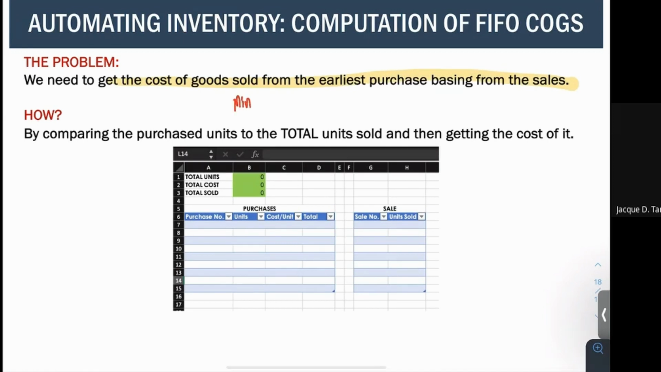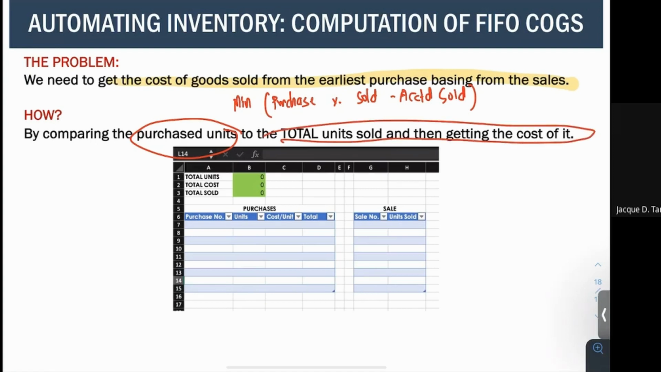What will we use there? The min function. We compare the purchase versus the total sold less any accounted sold. Okay? Purchase versus sold less any accounted sold. How? We compare again the purchase units to the total units sold and then getting the cost of it. If you still remember a while back in our formula, we will use min and we will compare these items to finally get the value and to compute for our cost of goods sold.